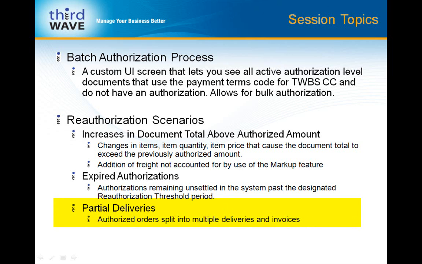The last reauthorization scenario that we're going to examine is the case of partial deliveries. That's referring to situations where sales orders are authorized and have multiple items on them, and those items are broken up into multiple delivery documents and corresponding invoices. Authorizations cannot be broken up and attributed to multiple documents. So how do we handle those situations?